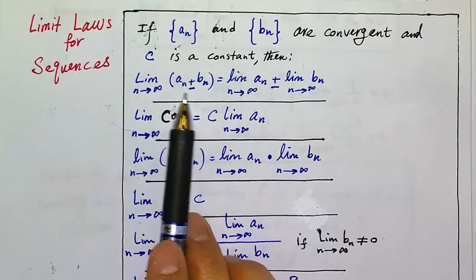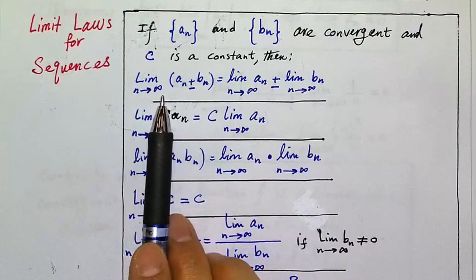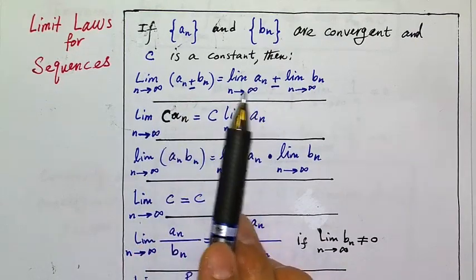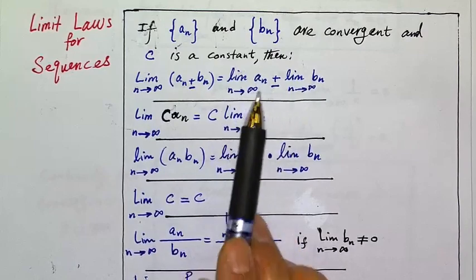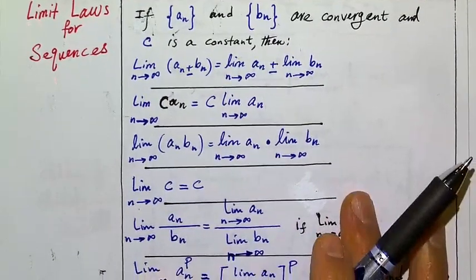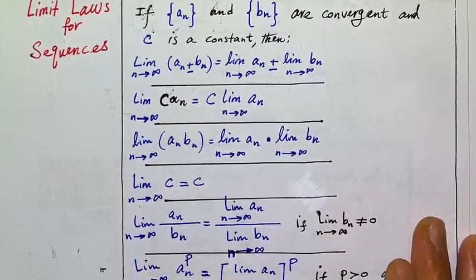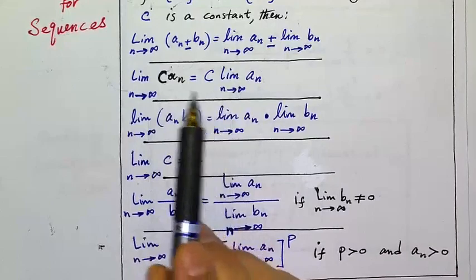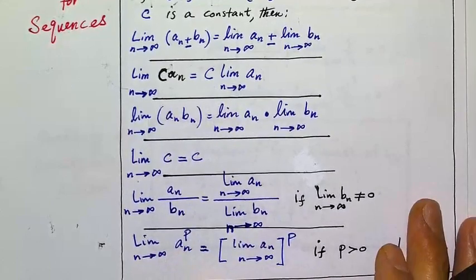The limit of the sum of two sequences as n approaches infinity is equal to the sum or the difference of the individual limits of the sequences. So this is pretty obvious, but for the sake of your notes, I'm including them here.